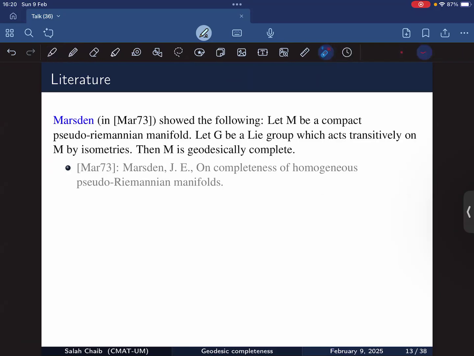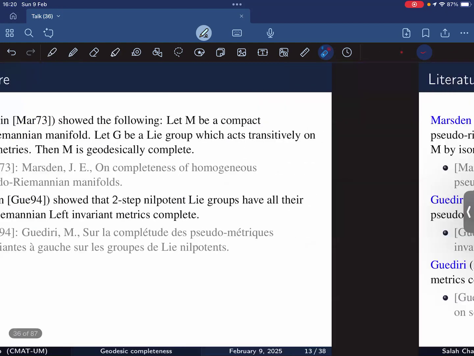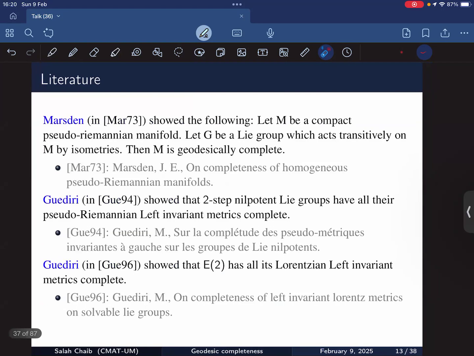First, we have the result of Marsden, which shows that homogeneous compact pseudo-Riemannian manifolds are geodesically complete. Then we have Ghediri, who shows that two-step nilpotent Lie groups have all their pseudo-Riemannian left invariant metrics complete. And then Ghediri again shows that the Euclid group has all its left invariant Lorentzian metrics complete.